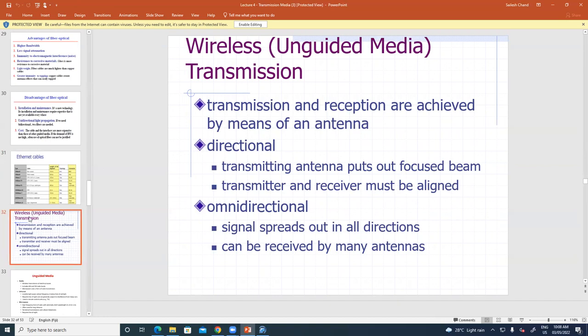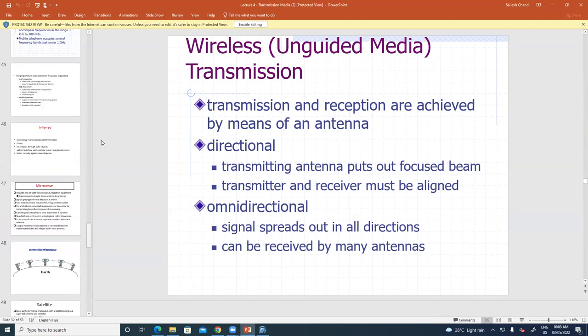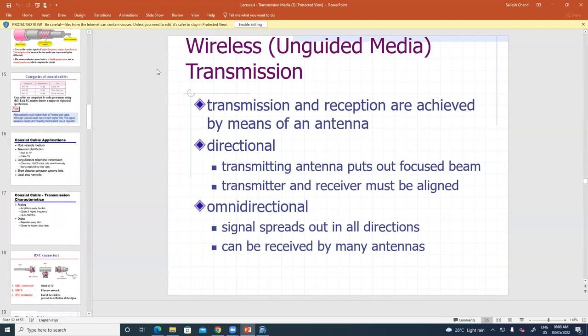Right, let's take a short break and then we will continue with the unguided. Only several slides left.